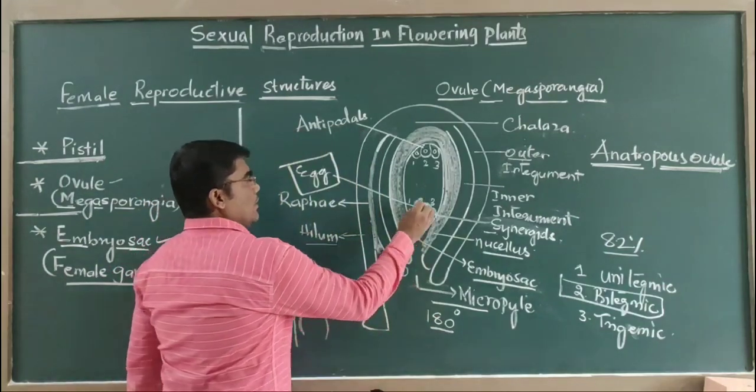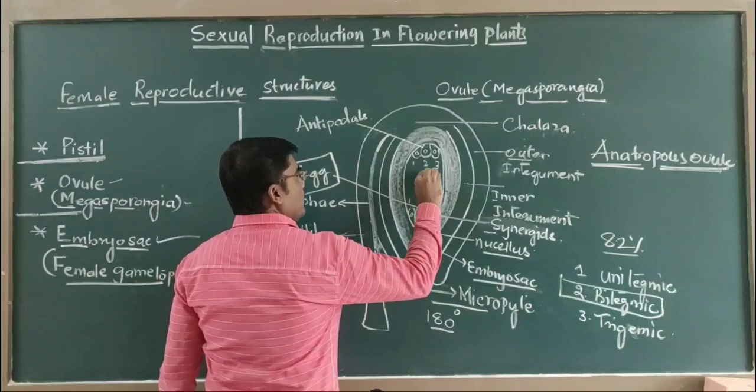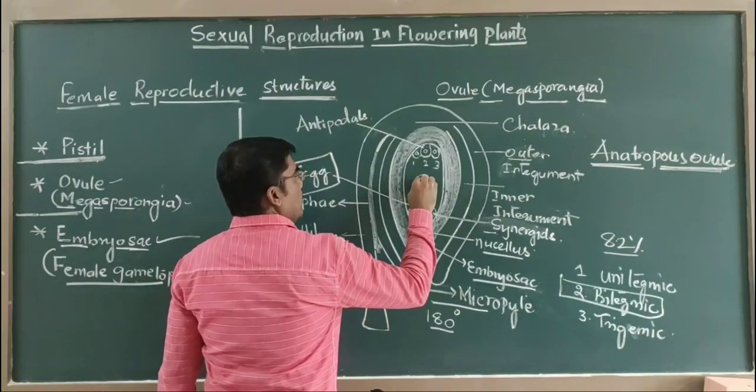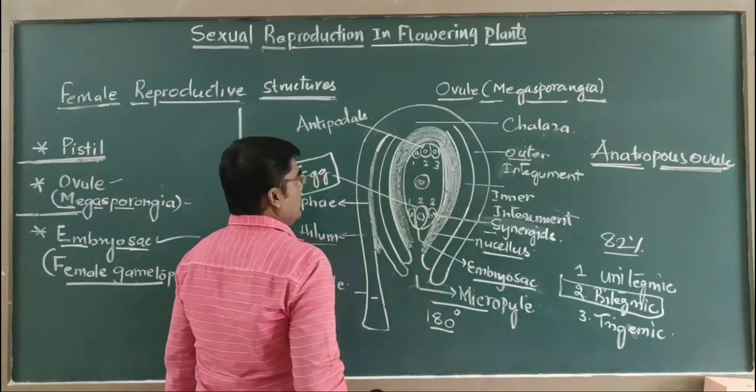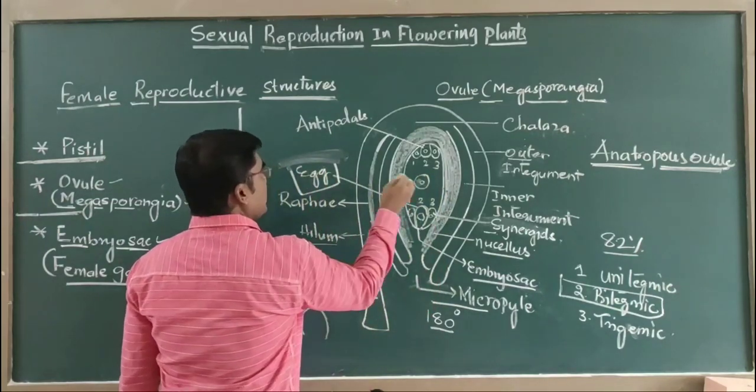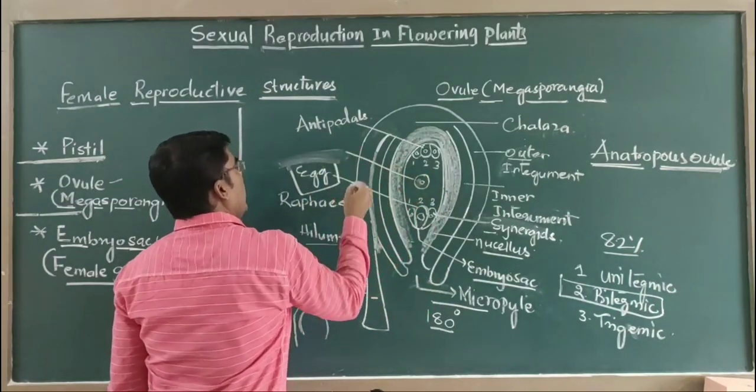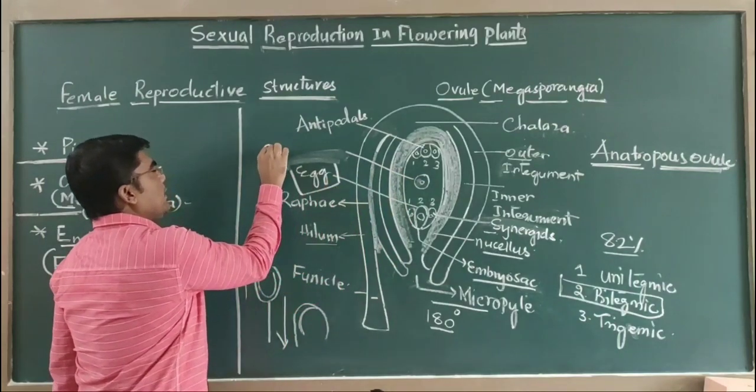In the center we observe another one cell. ಮಧ್ಯದಲ್ಲಿ ಒಂದು ಸೆಲ್ ಇರ್ತದೆ. This cell is commonly called secondary nucleus.